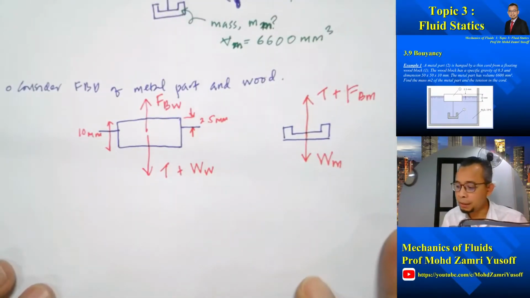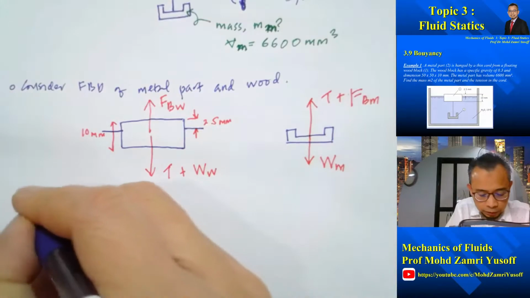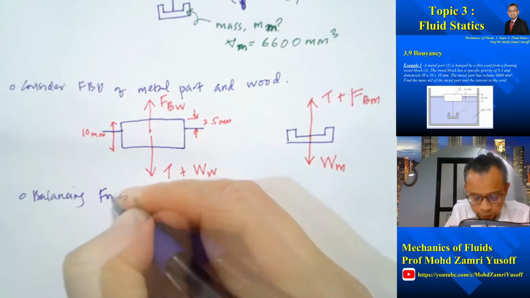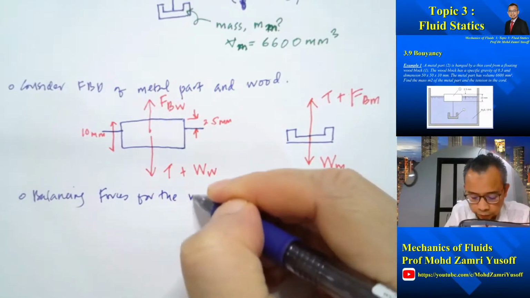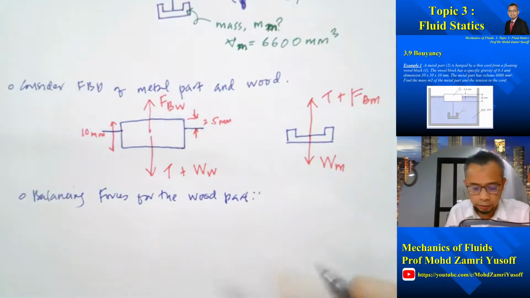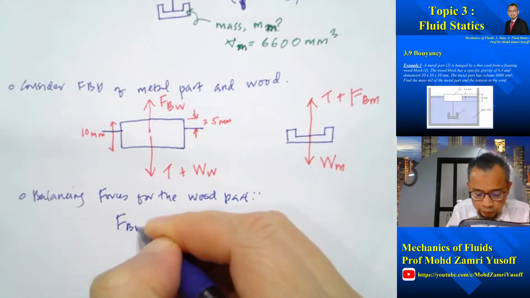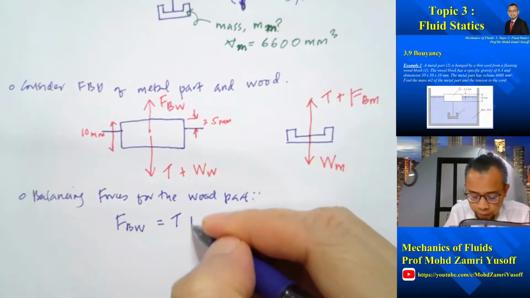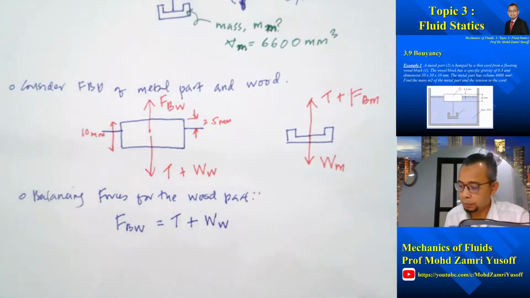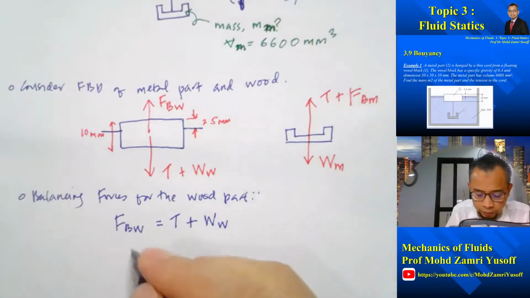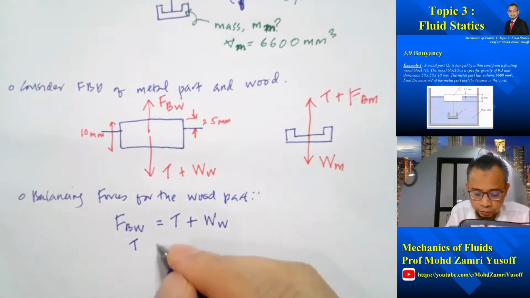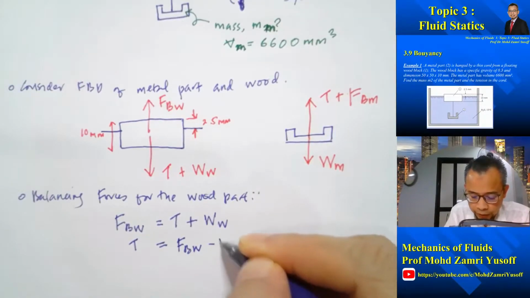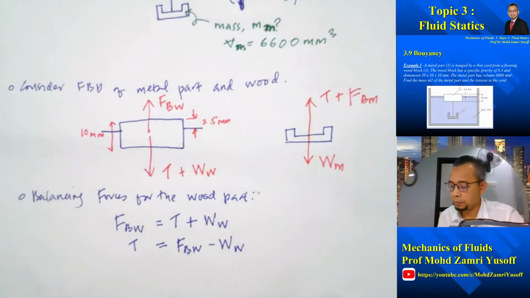Now we can balance the forces in the vertical direction, first of all for the wood part. We can write F buoyancy wood, which is acting upward, must be equal to the tension in the wire plus the weight of the wood, right? We are asked to calculate the tension, so the tension is equal to F buoyancy wood minus the weight of the wood.